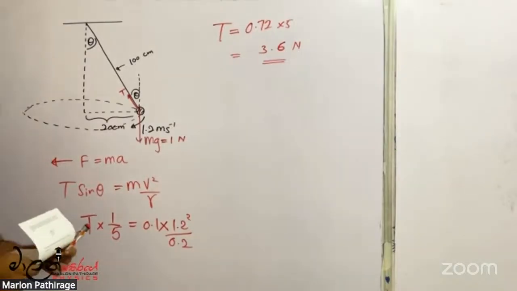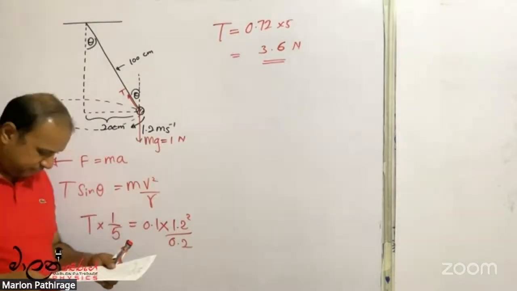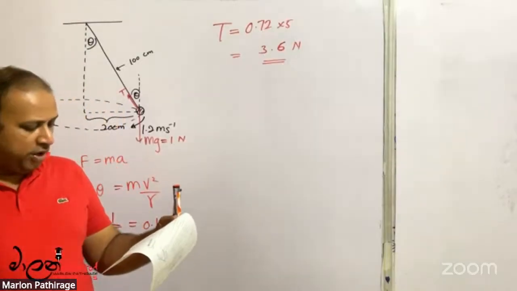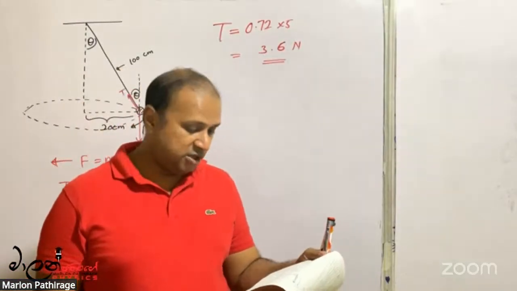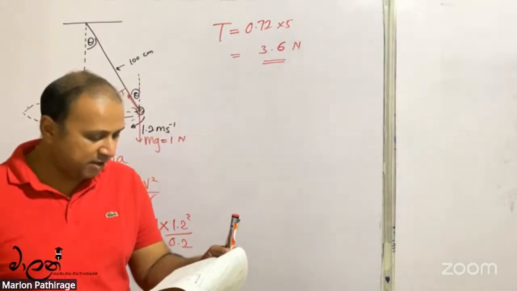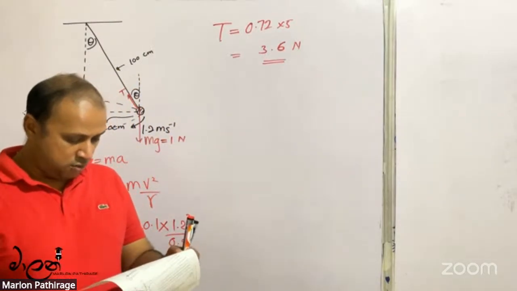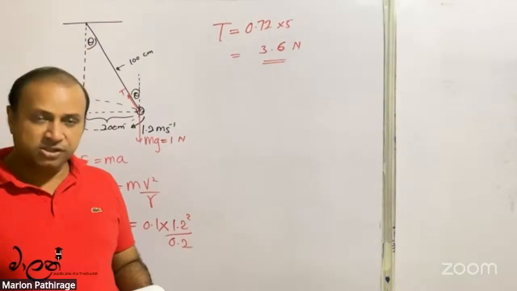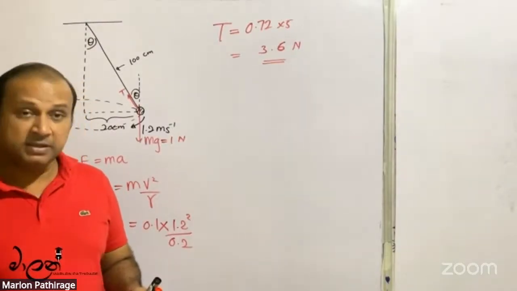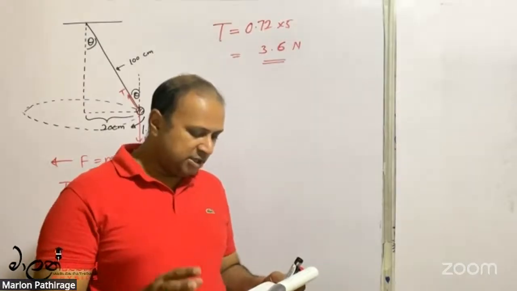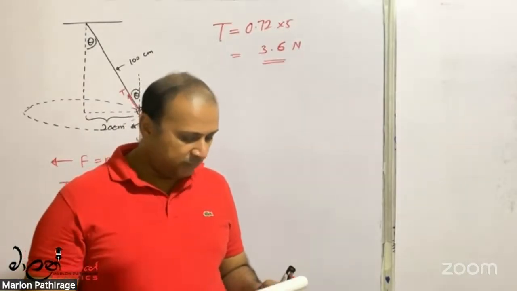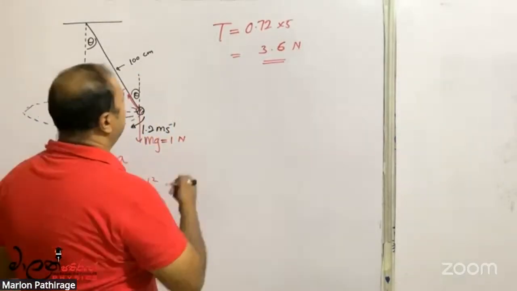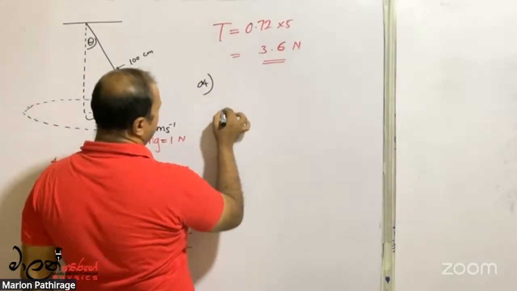This is for question number 3. Then question number 4: the maximum velocity with which a vehicle of mass 400 kg can move on a circular track with friction without sliding away is 10 m/s. This is a horizontal track. If the radius of this track is 40 meters, what is the coefficient of friction between the vehicle and the track? This is the fourth one.